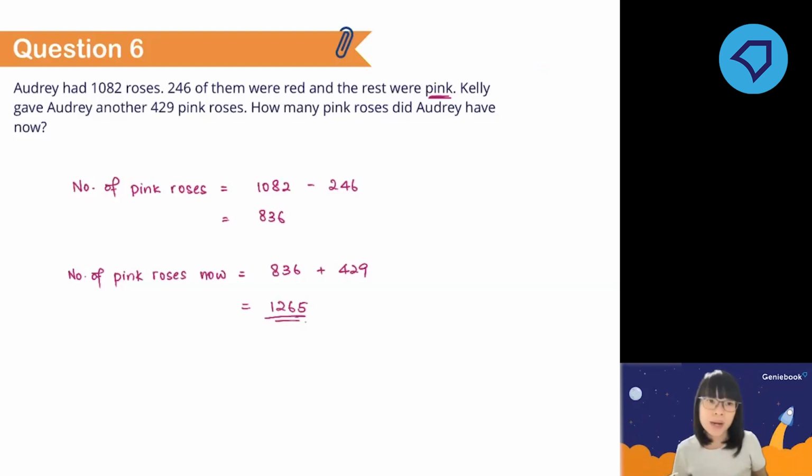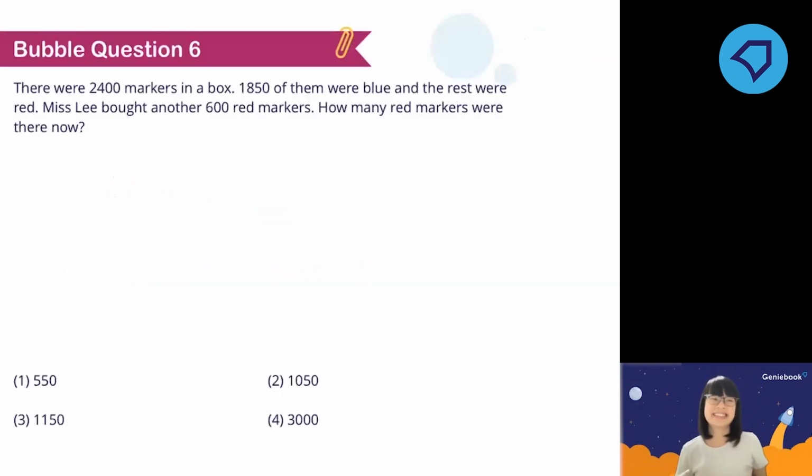So are you ready for your bubble question number 6? Two-step word problem. All right, so let's take a look. There were 2,400 markers in a box. 1,850 of them were blue, the rest were red. Miss Lee bought another 600 red markers. How many red markers were there now?